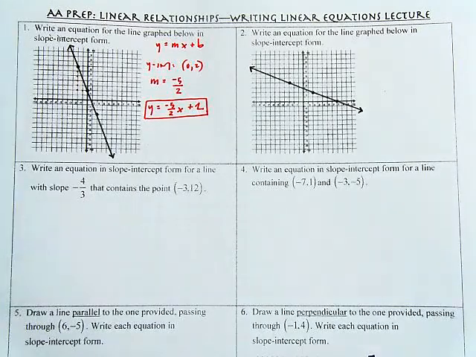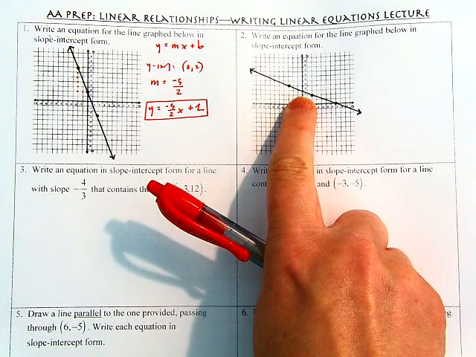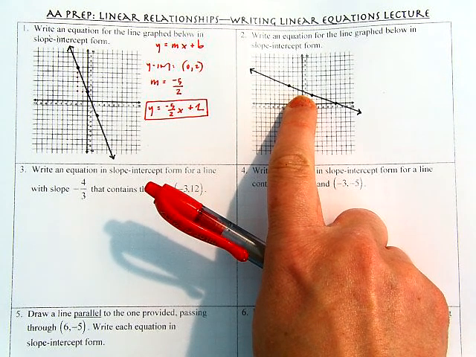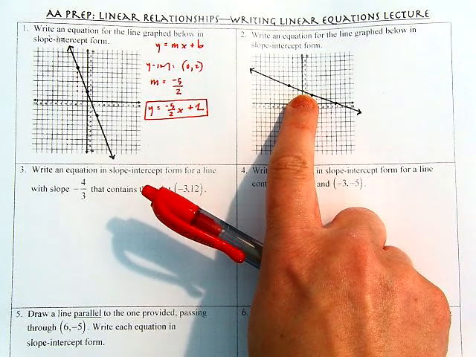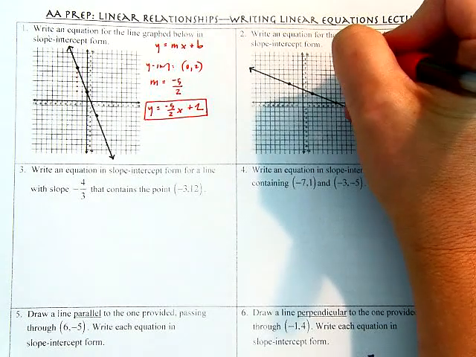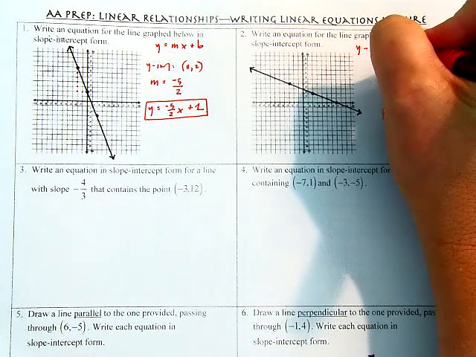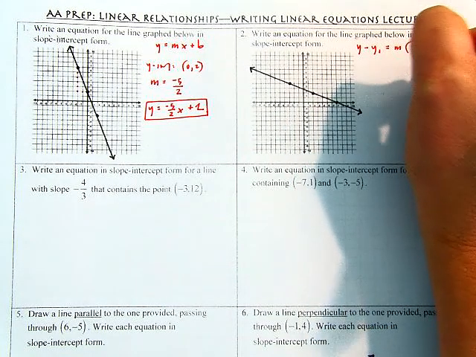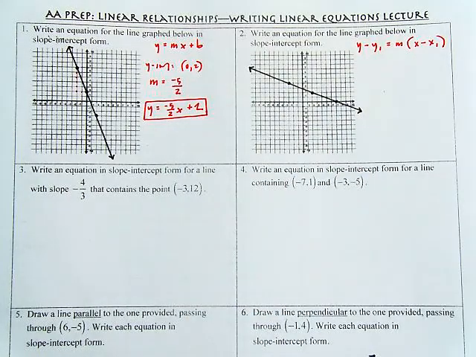All right, same instruction for the next one. Write an equation for the line graphed below in slope-intercept form. The difference here is that the y-intercept is not a clear integer value. So I'm going to have to choose a different process. What we typically teach at Redwood is to start in point-slope form: y minus y1 equals m times x minus x1. So I have to know my slope and a point, and it doesn't matter which point we pick.